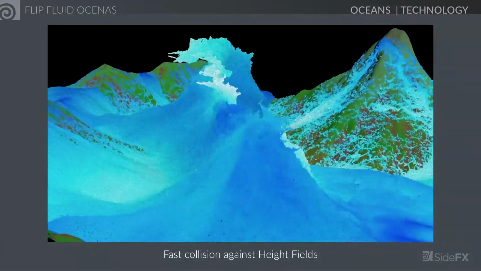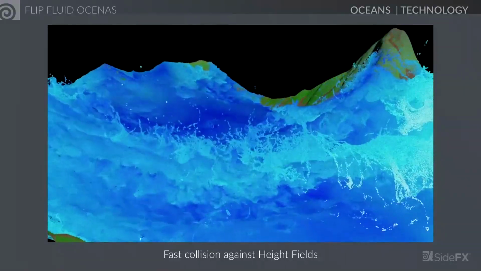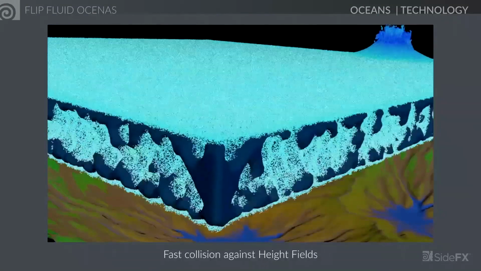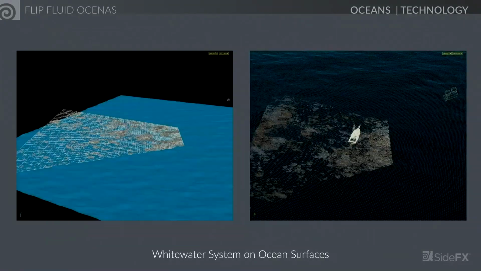If you use a polygonal surface as your collider, or just a regular volume like a VDB grid or one of our volumes, the simulation will not run nearly as fast as it did with the height fields. Height fields are supported natively in Flip, so definitely use them as colliders.